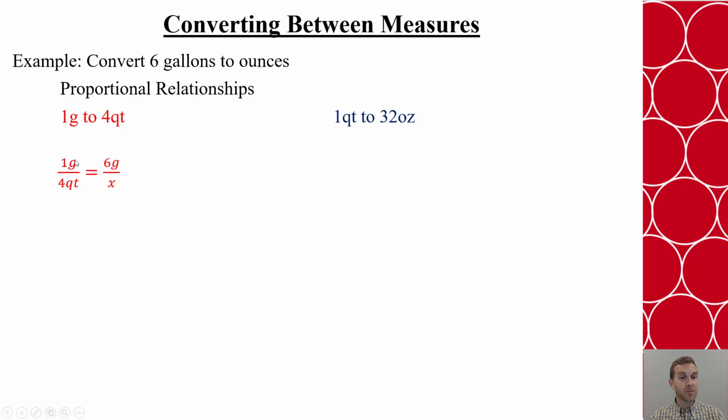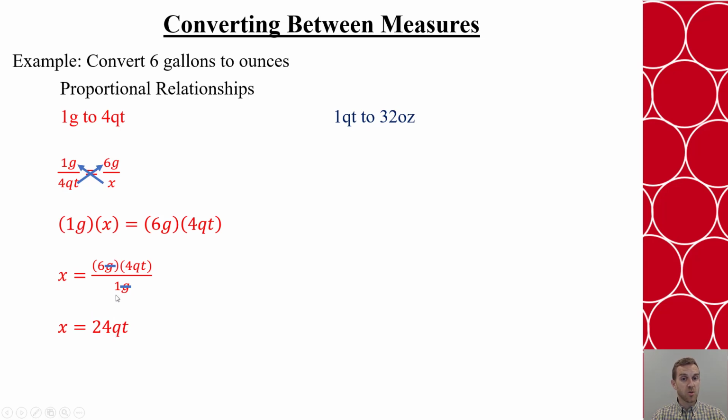See, again, gallons are in my numerator in both of those cases. I cross multiply. This gives me 1 gallon times x equals 6 gallons times 4 quarts. So I'm going to divide both sides by that 1 gallon, which allows the gallons to simplify to 1. And I can do 6 times 4 will give me 24 quarts. And 24 divided by 1 is just 24. So now I have it in quarts.